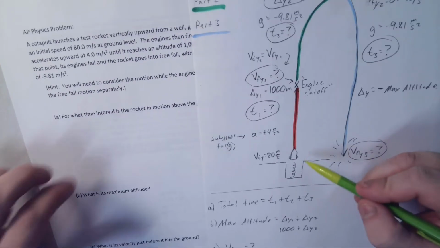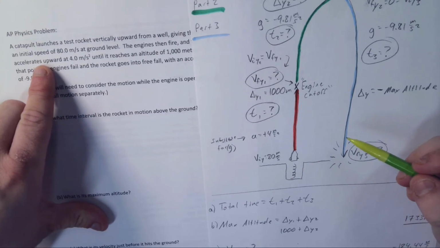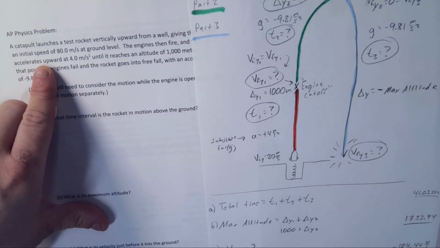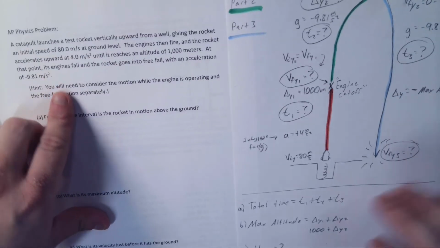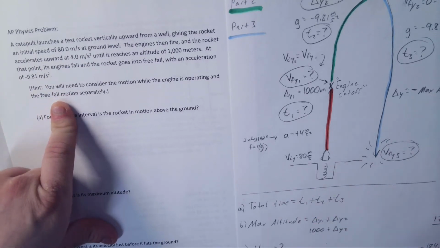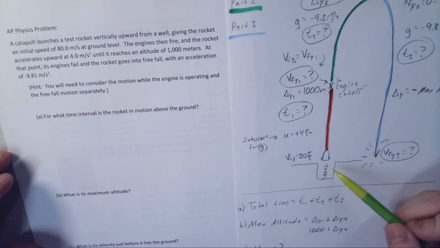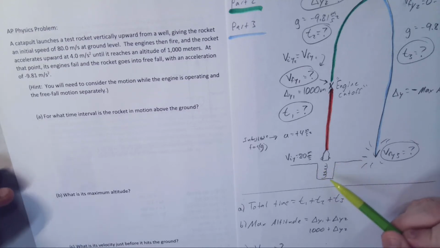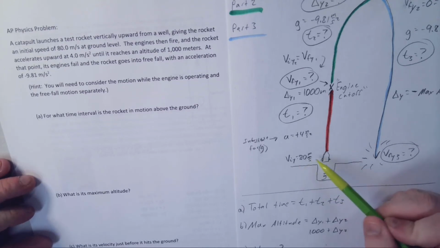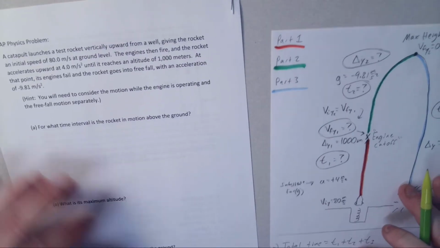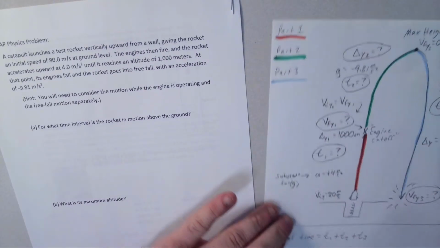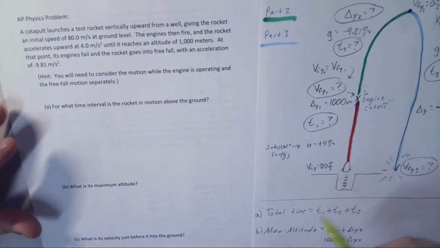So it says, a catapult launches a test rocket vertically upward from a well, giving the rocket an initial speed of 80 meters per second. Basically, this is a justification for why this rocket is already moving at 80 meters per second at ground level. Don't worry about that part. Just understand that the initial velocity for this red part, as we see, part 1 is red, part 2 is green, part 3 is blue, is 80 meters per second.